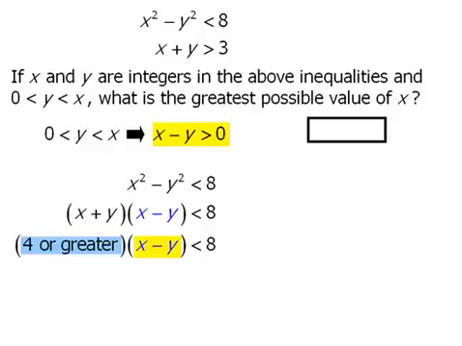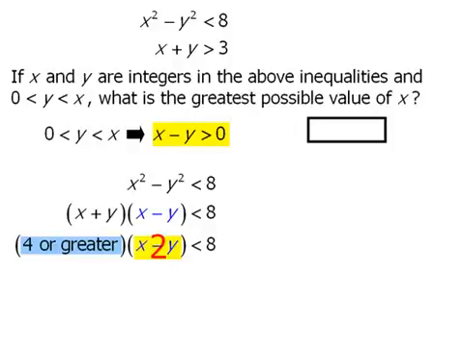Well, we already know that x minus y is greater than 0. Now, from our given information here, we can also conclude that x minus y must be less than 2. Here's why. Let's say that x minus y does equal 2. Well, here we have 4 or greater multiplied by 2, and this product is not less than 8.